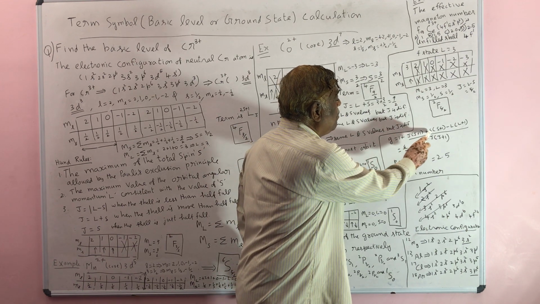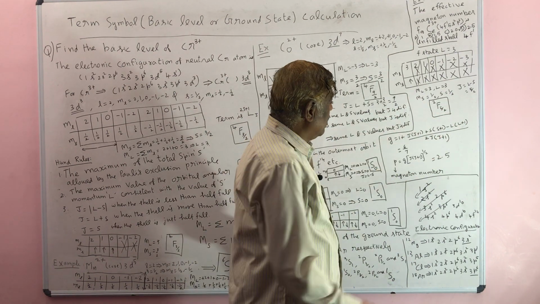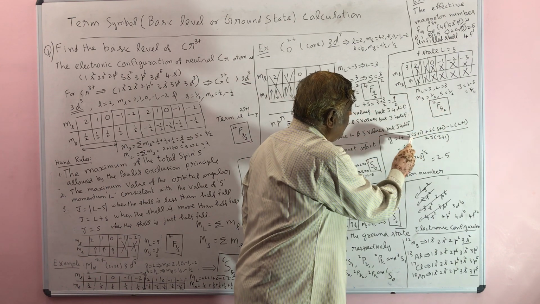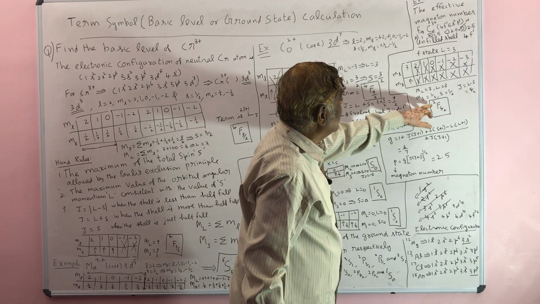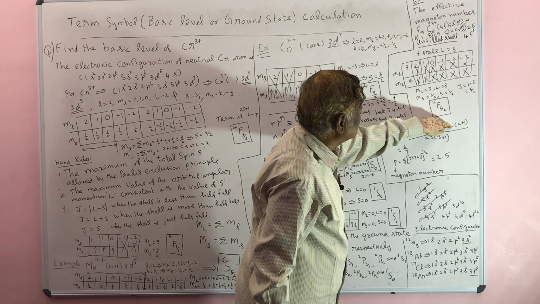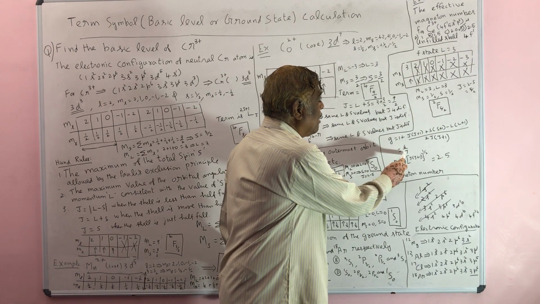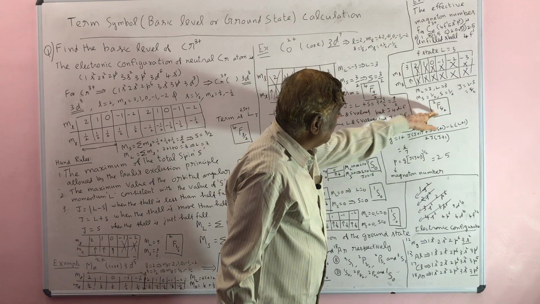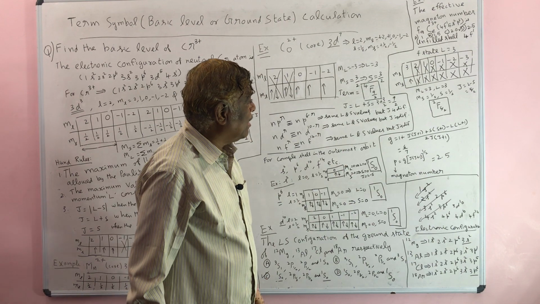1 plus J into J plus 1 plus S into S plus 1 minus L into L plus 1, divided by 2 J into J plus 1. So you have to substitute these values. This is your J. So you substitute 5 by 2 for J, and 2S plus 1 is equal to 2. So S is equal to half. So substitute half for S, and for L this is equal to 3. So you substitute these values. g can be calculated as 6 by 7. So you substitute 6 by 7 and J is equal to 5 by 2, and if you calculate, the value is equal to 2.5, which is the magneton number.